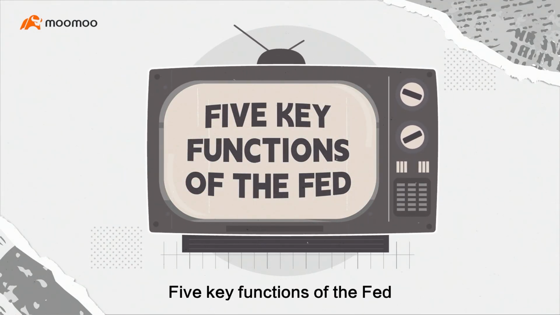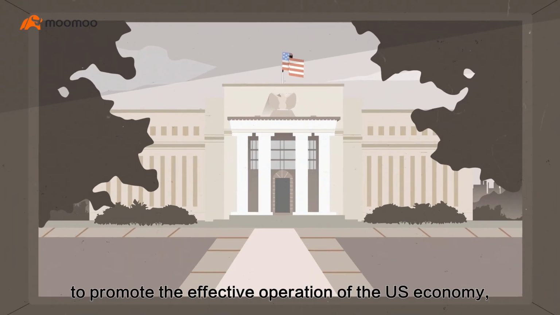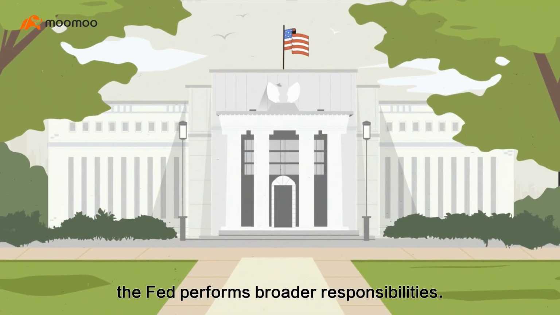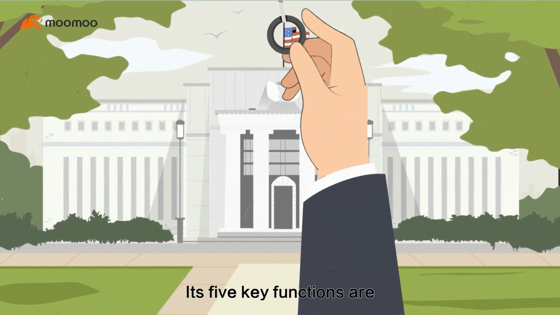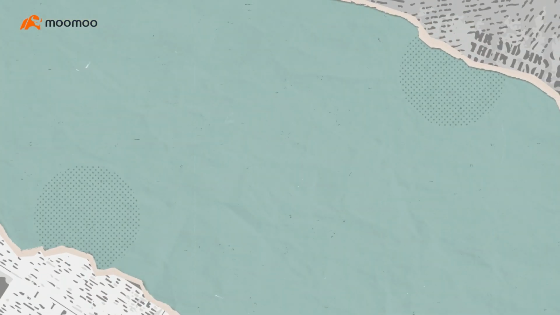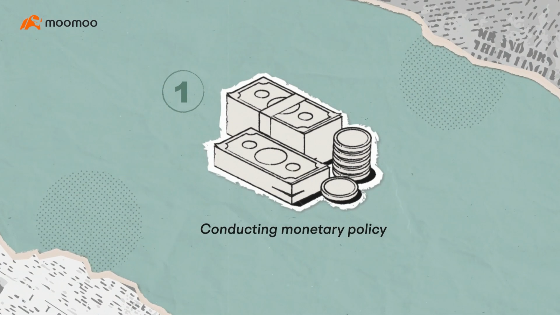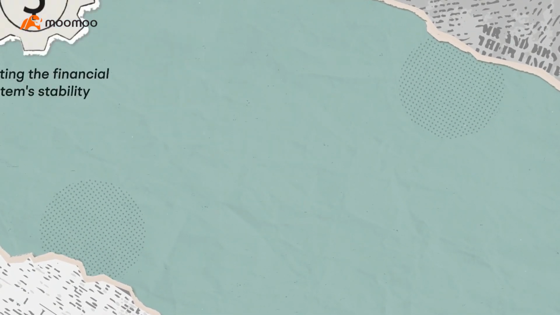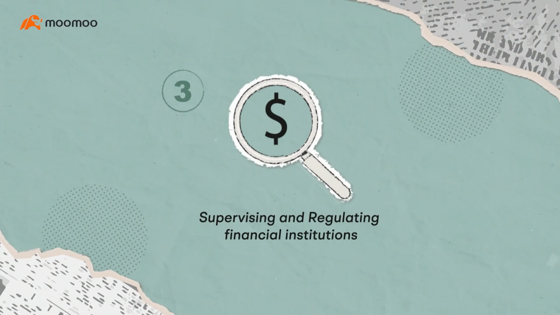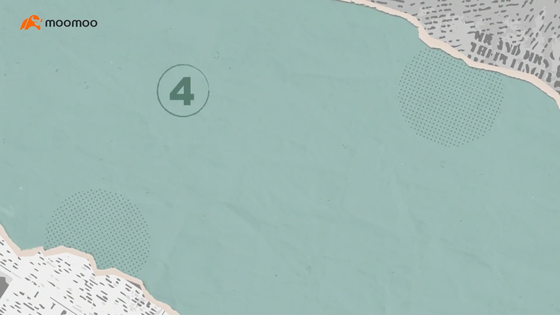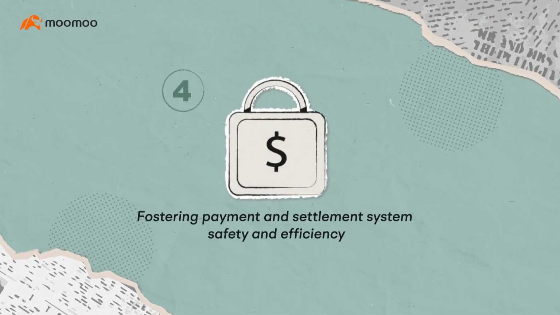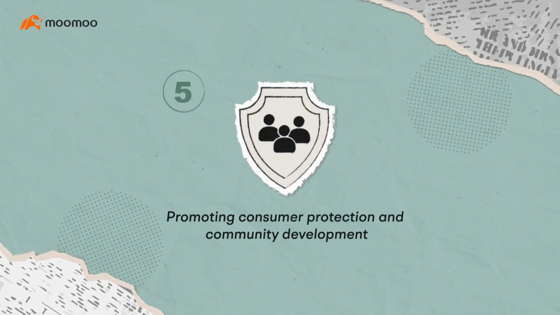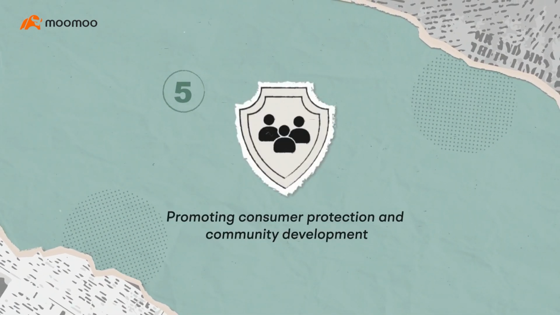5 key functions of the Fed. Today, to promote the effective operation of the U.S. economy, the Fed performs broader responsibilities. Its 5 key functions are: 1. Conducting monetary policy. 2. Promoting the financial system's stability. 3. Supervising and regulating financial institutions. 4. Fostering payment and settlement system safety and efficiency. 5. Promoting consumer protection and community development.